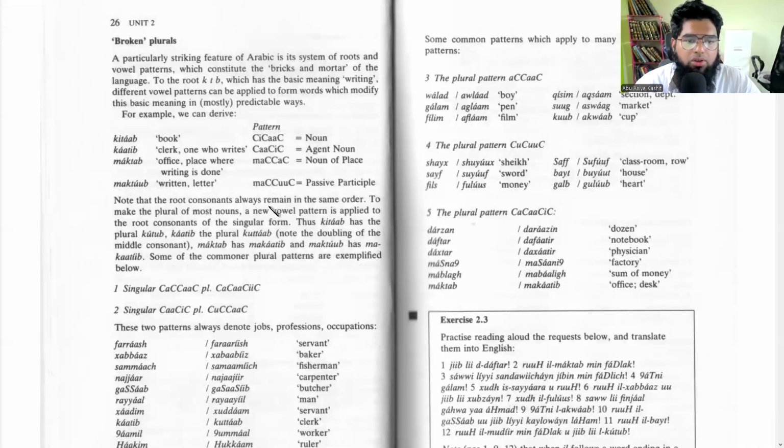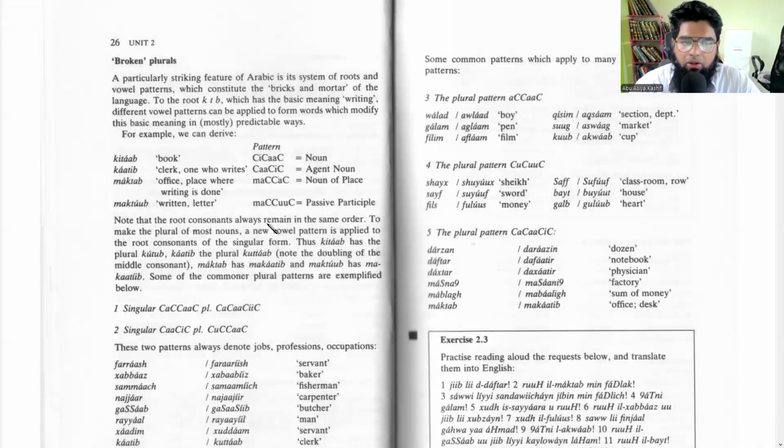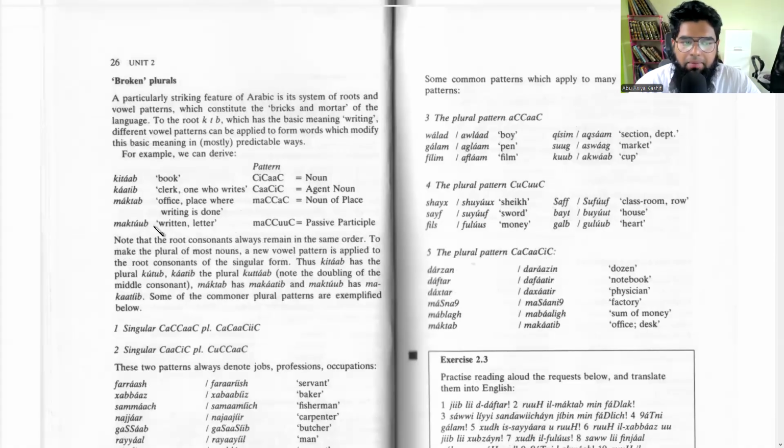Note that the root consonants always remain in the same order. They'll always remain like this: ta, ta, ba, kaf, ta, ba. New vowel patterns apply to the root consonants of the singular form. The kitab has plural kutub. So you just have to memorize this. You can't do anything. Kitab is kutub. Katib, the plural is kutab. Note the doubling of the middle consonant. Katib becomes kutab. Maktab, makatib.